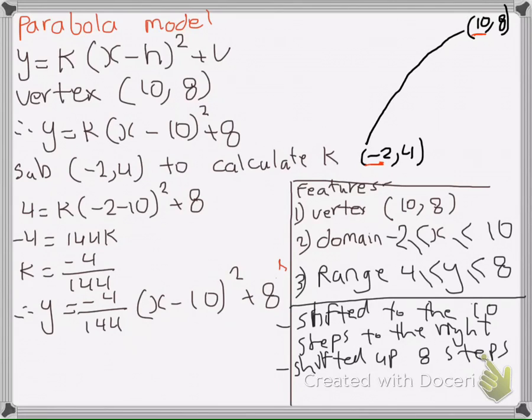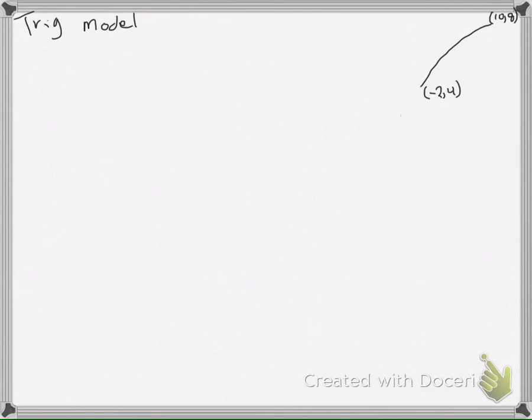The next transformation we can talk about is that it's been reflected along the x-axis, because it's upside down, because we've got the scale factor as negative. You also need to say the scale factor is 4 over 144, which made it wider. Okay, so that's the parabola form. The next one, we're going to use exactly the same shape, but this time we're going to do the trig model.